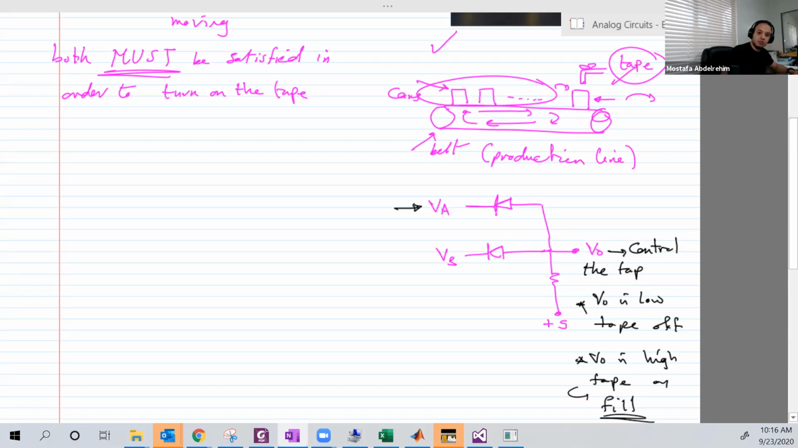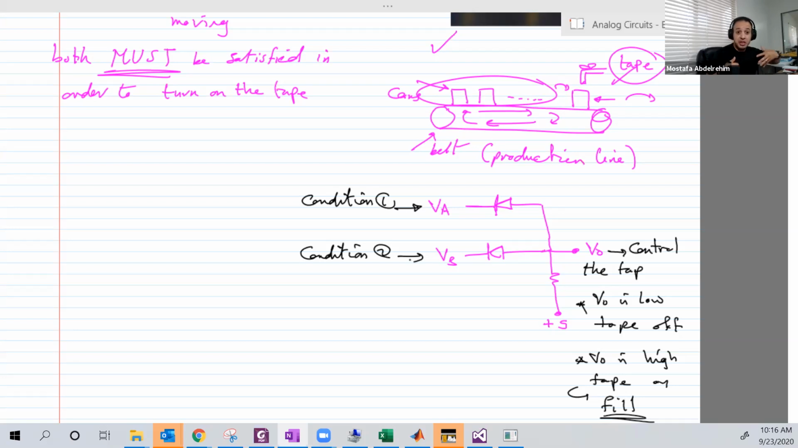VA can represent, we can put some sensor to detect if the belt is moving or not. So this can be, for example, representing condition 1 and this can represent condition 2. So for example, VA is an output of a sensor or a device, whatever. We don't need the details here, okay? Of a circuit that detects if there is a bottle or not.